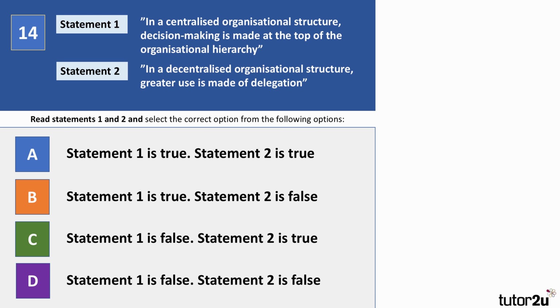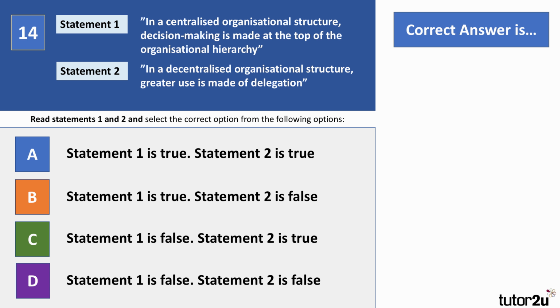And statement 2 is also true. As you decentralise, as you pass responsibility further down and around the organisational structure, much greater use is made of delegation away from the centre. That's the idea of decentralised decision making. A great feature and possibly a benefit of that is that you can see wider use of delegation. So they're both true, therefore the answer is A.